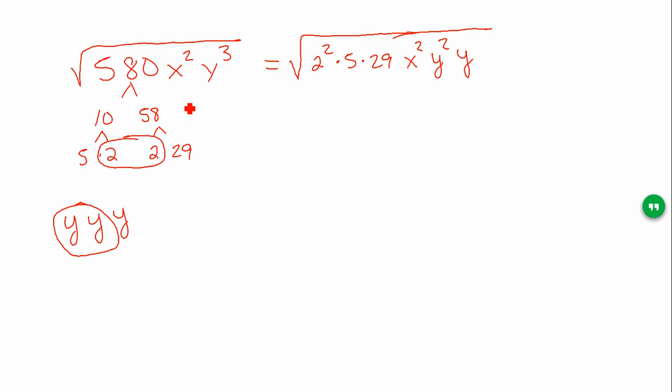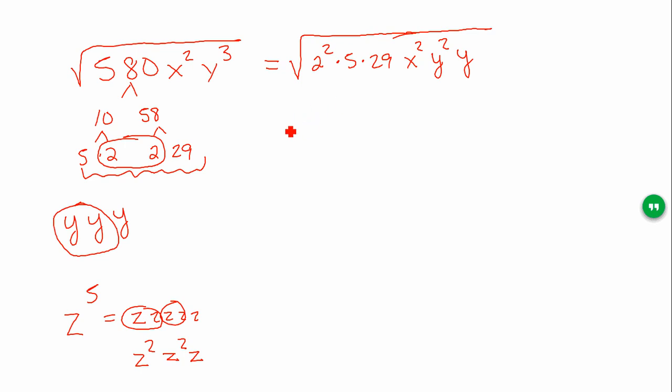So any of these variables, you can break them apart. Even if I had something like, let's say I had z to the fifth, z to the fifth would be 1, 2, 3, 4, 5. So you can put 2 of them together, and you get z squared times z squared times z. So your variables, you can break them apart very similar as to how I factored these values down.